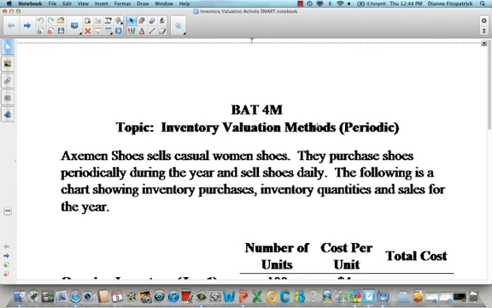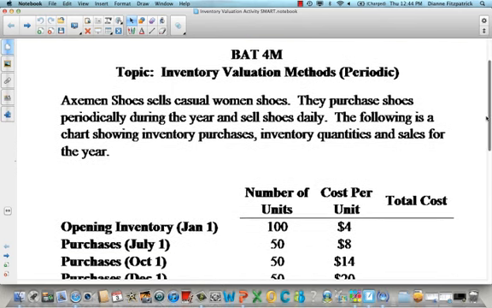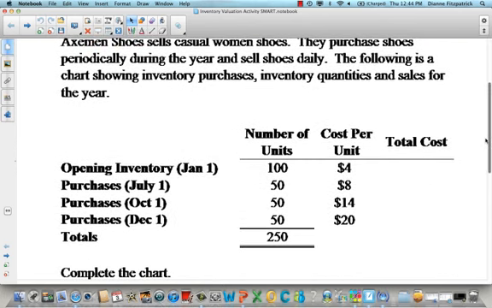Perfect. Okay, getting back to our Axeman shoe example that we used in the last video for FIFO. In this case, we're going to use the same exact example so that you can see that the ending inventory and the cost of goods sold is different depending upon the method you choose. Here again, as a reminder, we had 100 units left and they were $4 each in this particular example. So that was $400 worth of inventory.